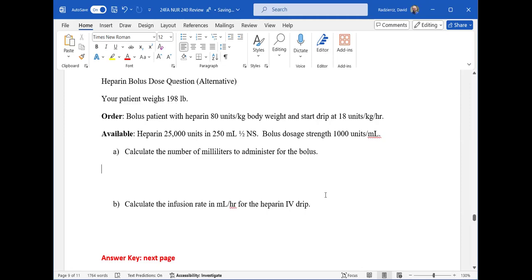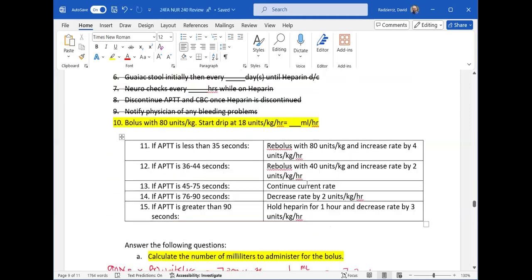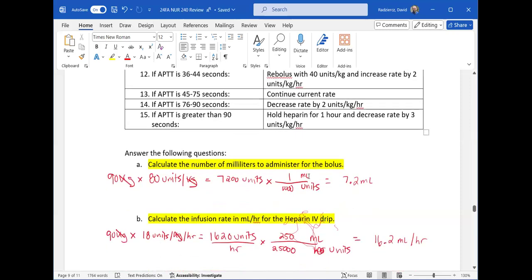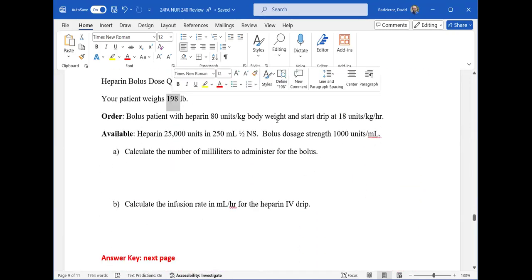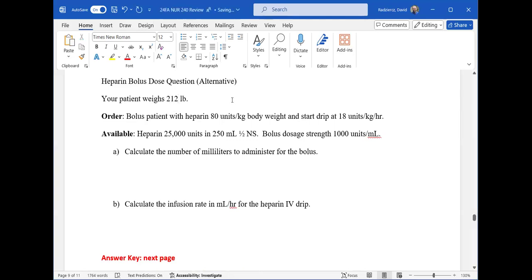So in this scenario, we have a 198 pound patient. I think that if that's the same, I'm going to change it. Oh yeah, let's change it. Let's make this instead of 198 pounds, let's just make this 212 pounds. I think that ends up being a round number again. Nope.